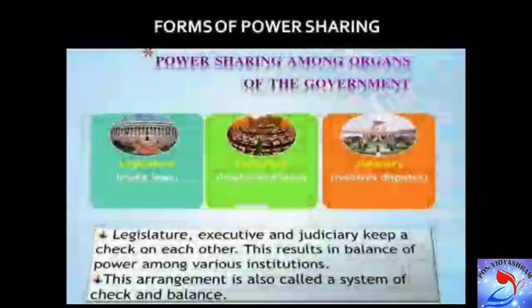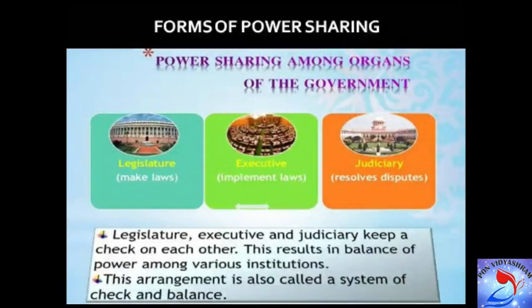Now we will see in detail. First form of power sharing is power sharing among organs of the government. Power is shared among different organs of government such as the legislature, executive and judiciary. We call this horizontal distribution of power because it allows different organs of government placed at the same level to exercise different powers. Such a separation ensures that none of the organs can exercise unlimited power. Each organ checks the others. This results in a balance of power among various institutions.